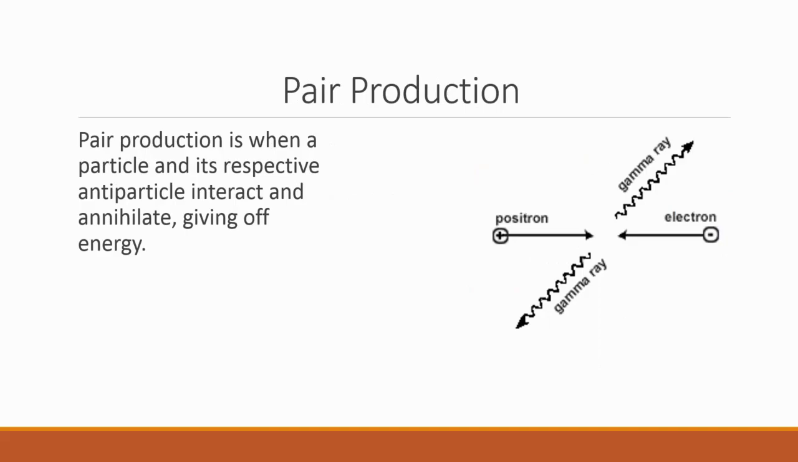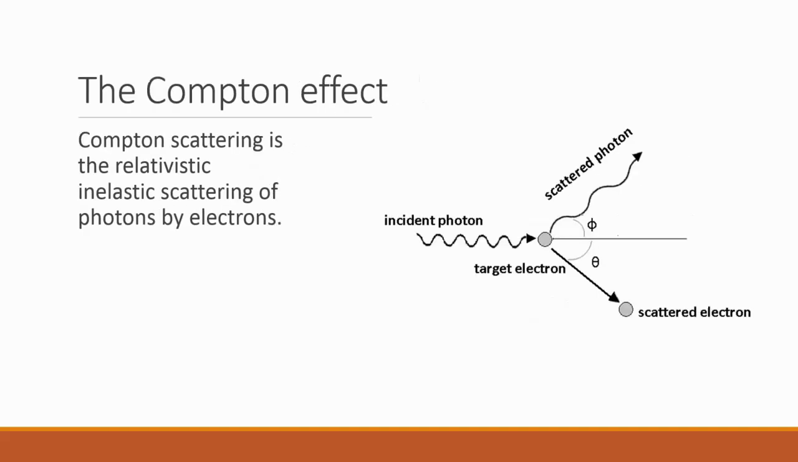Pair production. Pair production is when a particle and its respective antiparticle interact and annihilate, giving off a large sum of energy. This energy can be in the form of gamma rays. The pairs in this experiment are from an electron and a positron annihilating one another. They produce 2 gamma rays of 511 keV, which is the rest mass of an electron, given by the ever so famous equation E equals mc squared.